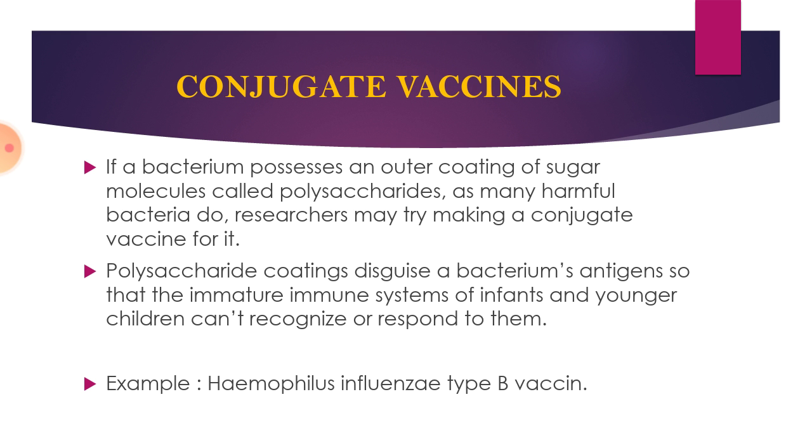Polysaccharide coatings disguise a bacterium's antigens so that the immature immune system of infants and younger children can't recognize or respond to them. Haemophilus influenzae type B vaccine is an example of a conjugate vaccine.